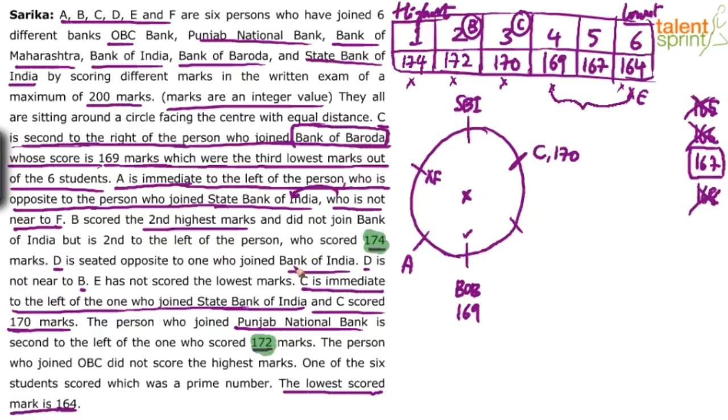D is opposite to the one who joined Bank of India. That also is not known to us. D is not near to B. E has not scored the lowest marks. None of these points can be useful, right? Immediately. The person who joined PNB is second to the left of the one who scored 172.